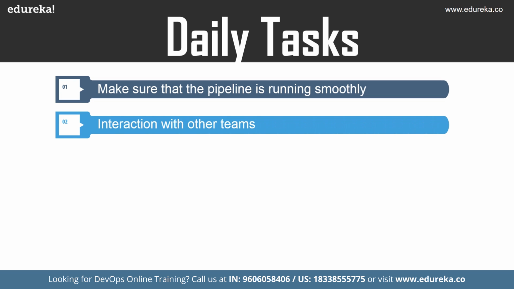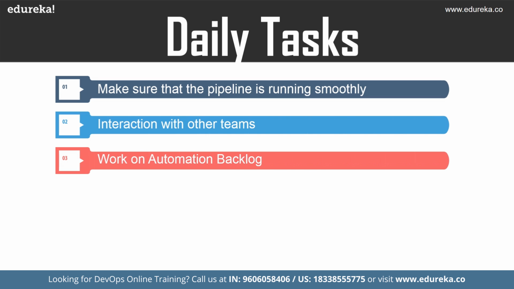The second point here is interaction with other teams. Coordination and collaboration is the key for DevOps to be successful, and hence daily interaction with the development and the QA team, program management, IT, and other stakeholders is always required. The next point here is working on the automation backlog. Automation is the soul of DevOps, and so a DevOps engineer needs to plan it out, and he spends a lot of time behind the keyboard working on automating stuff on a daily basis.